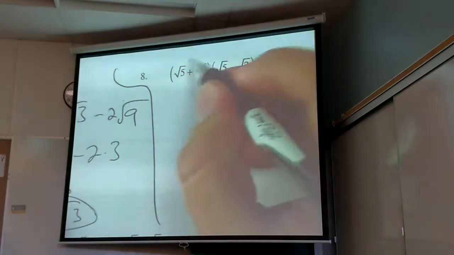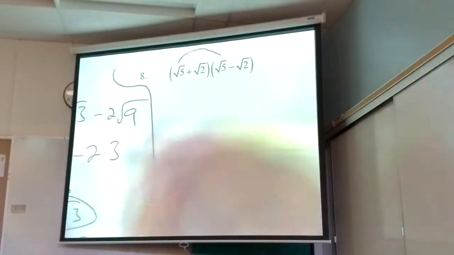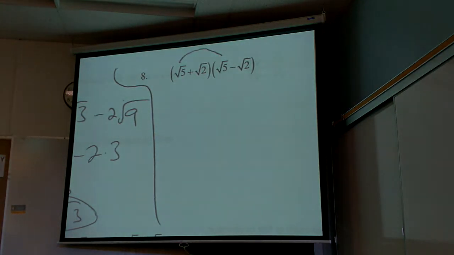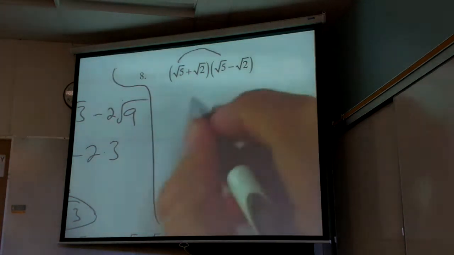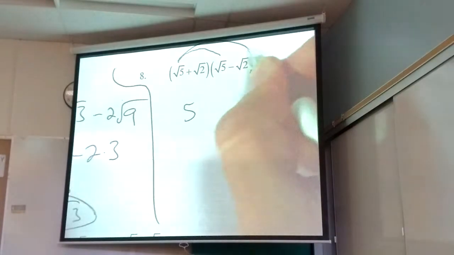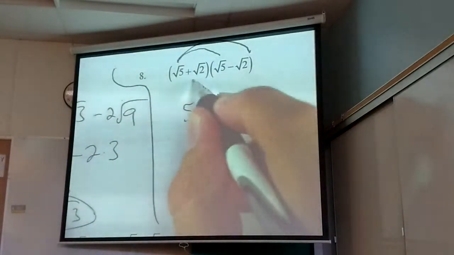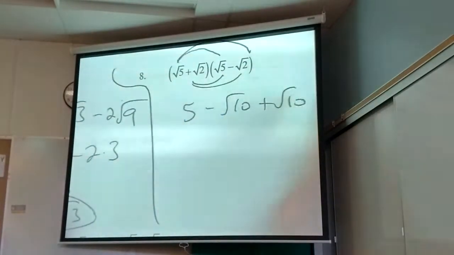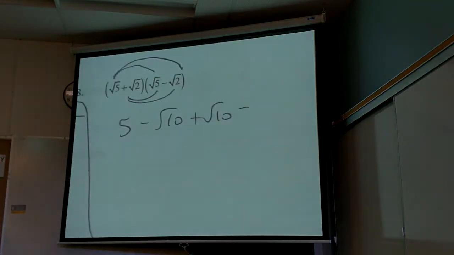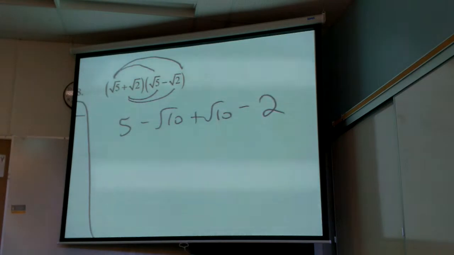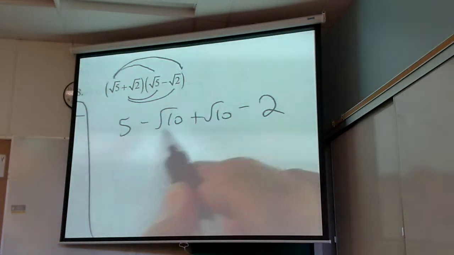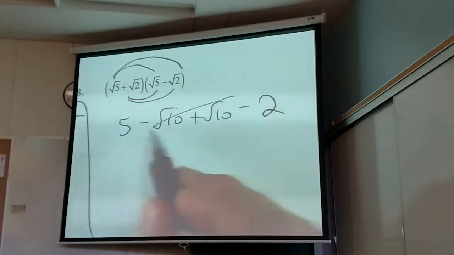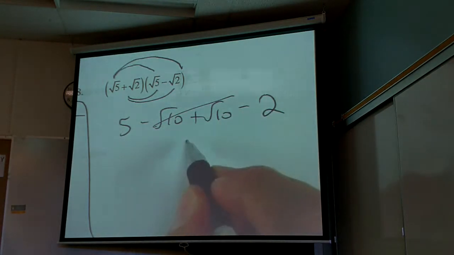What do you guys notice? What's square root of 5 times square root of 10? Square root of 5. 5. Minus square root of 10 plus square root of 10. What's the square root of 2 times the square root of 2? 2. What happens to these bad boys? They die. 5 minus 2 is?